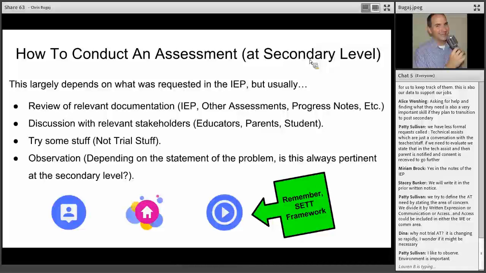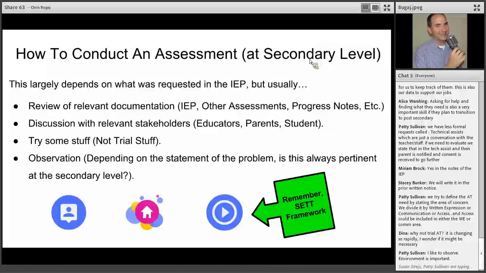Patty says the environment is important. I get you. I do. Just at the secondary level, for a student who has, let's say, reading difficulties, do you shadow them all day to see how bad the reading is or how the instruction is happening, or can you glean that information by having a conversation with the student? I'm just asking you to think of that.